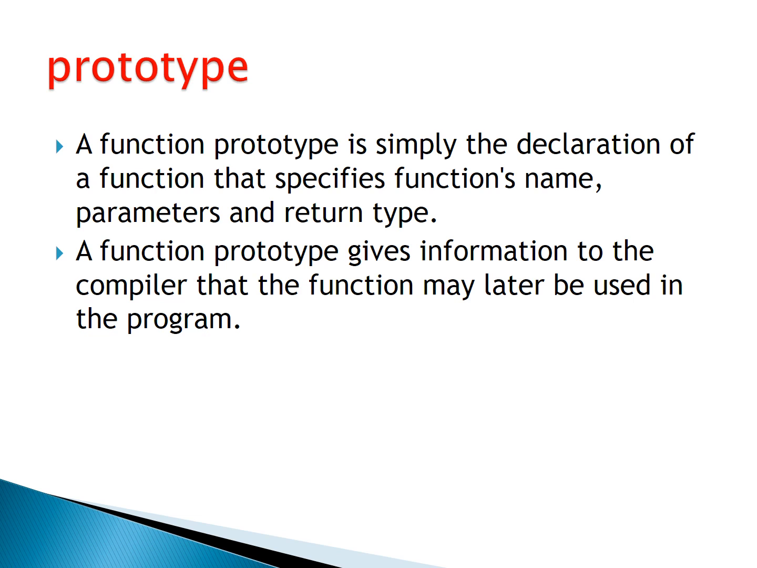A function prototype is simply the declaration of a function that specifies the function's name, parameters, and return type. So basically these are the three pieces of information. When we declare them, the compiler knows that the definition of this function is available somewhere in the program. So you can change the order of the functions, or you can write the main function first and the other functions after. A function prototype gives information to the compiler that the function may later be used in the program. It's just information for the compiler, so the compiler will not be confused.